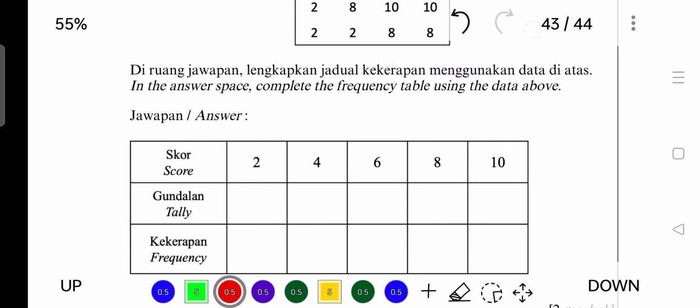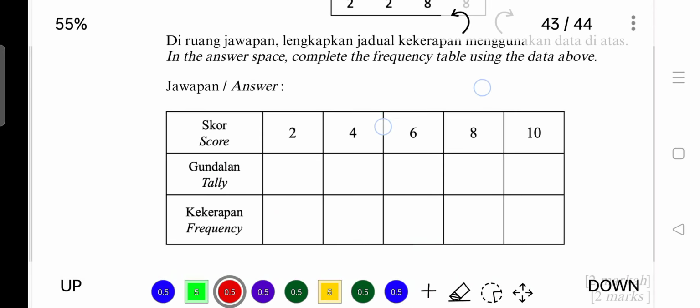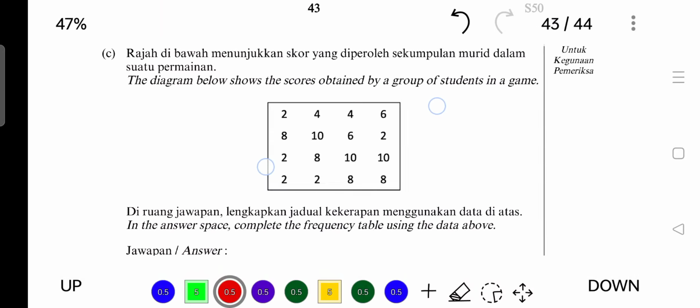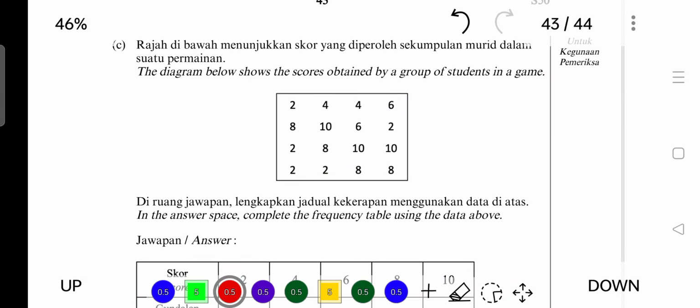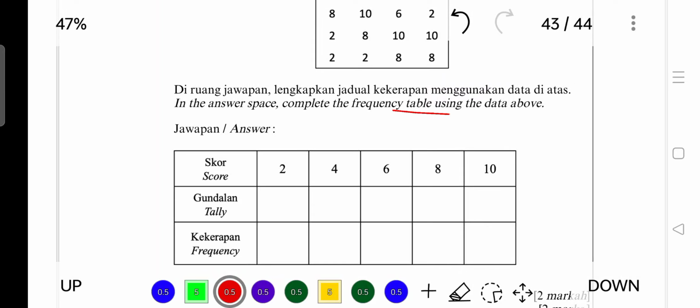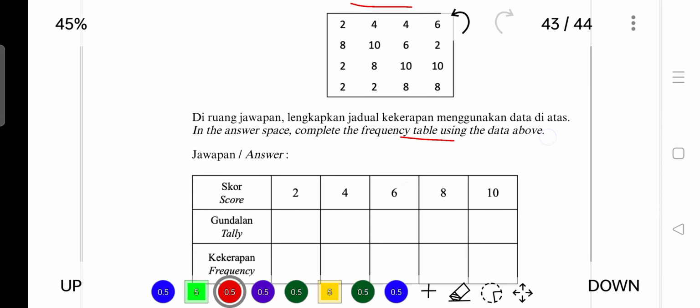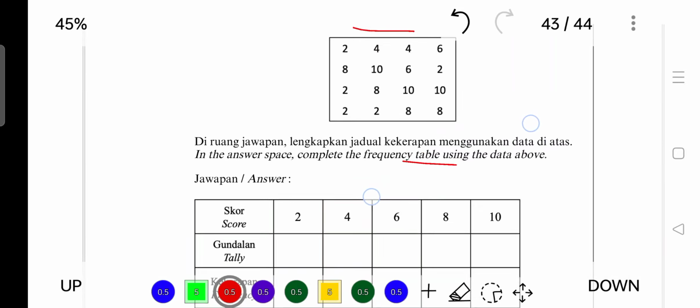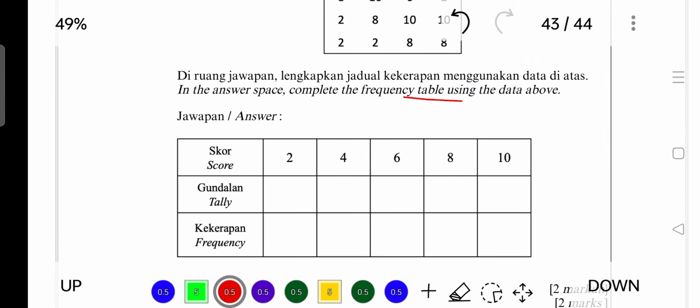Okay, question C. We also have question D for this number 6. The diagram below shows the scores obtained by a group of students in a game. In the answer space, complete the frequency table. Very nice question to do. You have to know this. Please take note. How do you do a frequency table?